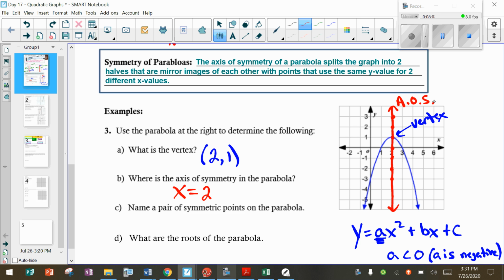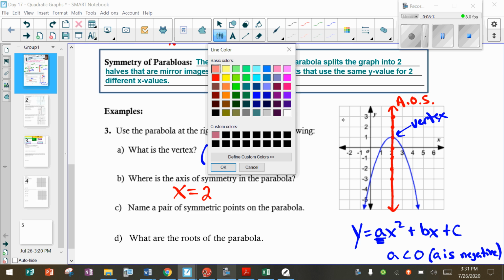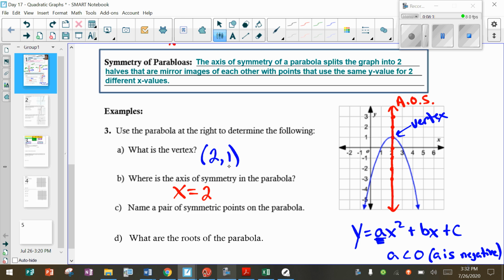Then it says name a pair of symmetric points on the parabola. If we are going to have a pair of symmetric points, that means it will be the same y value left and right, but different x values. So we want to find some points that are nice and neat and accurate and easy to read. Let's start with our roots. Our roots are at 1 and 3. Notice they are each 1 square to the left, 1 square to the right, same distance away from the axis of symmetry. That's what we mean by a pair of symmetric points.